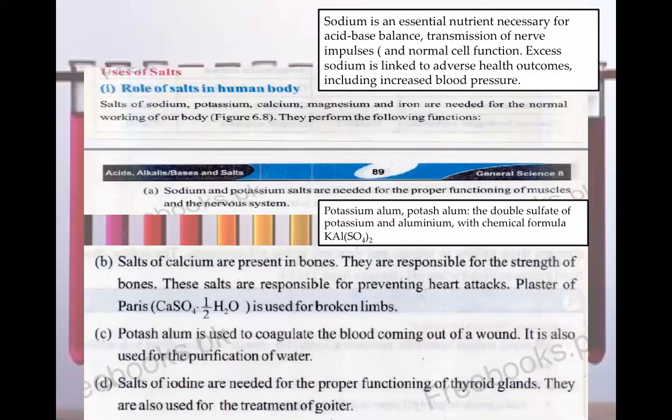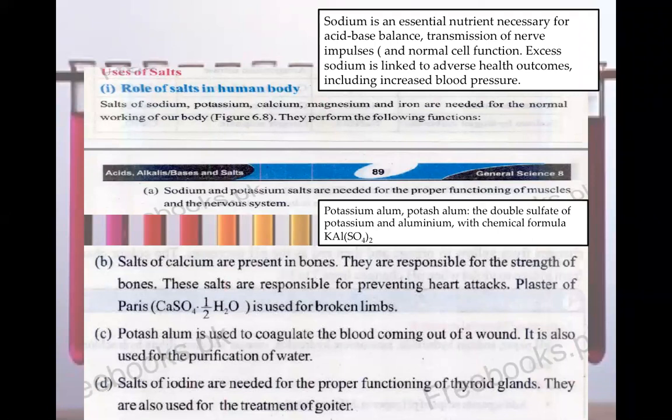The second use in the human body is that salts of calcium are present in bones. We have seen a lot of ads on TV in which we see milk ads, right? Milk is very important for our bones because it has calcium in it, and the salts of calcium are also very important for our bones, and they are responsible for the strength of the bones. They are also very important for preventing heart attacks.